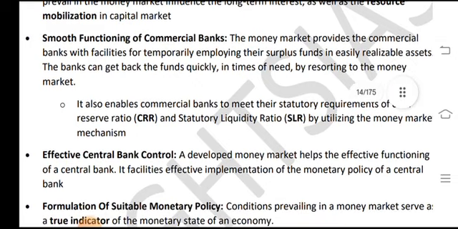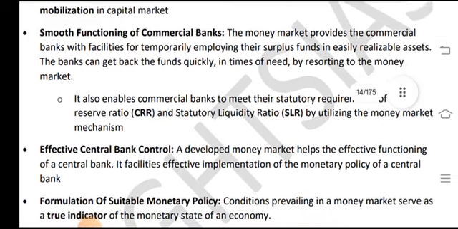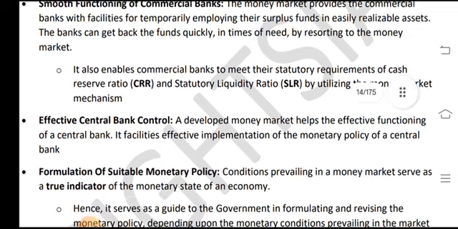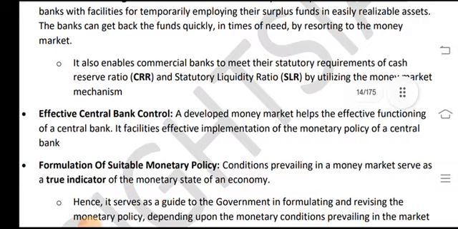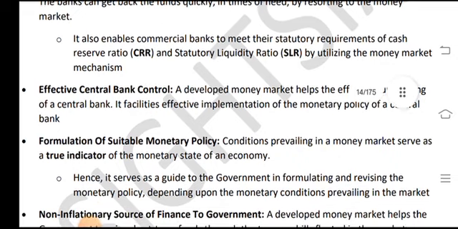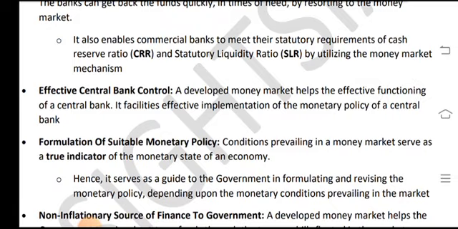Smooth functioning of the commercial banks. The money market provides the commercial banks with facilities for the temporary employment of surplus funds. With an easily reliable asset, the bank can get back the funds quickly in times of need by resorting to the money market. It also enables commercial banks to meet their statutory requirements of cash reserve ratio, CRR, and statutory liquidity ratio, SLR, by utilizing the money market mechanism.